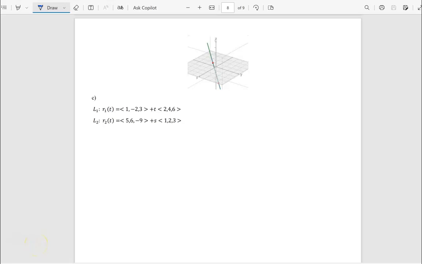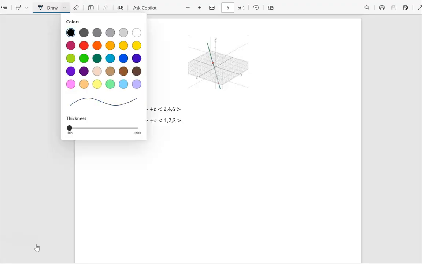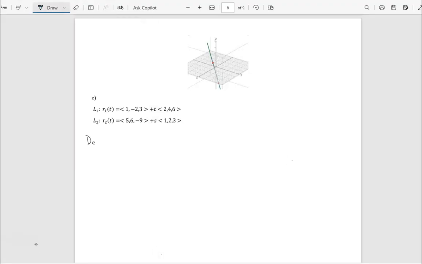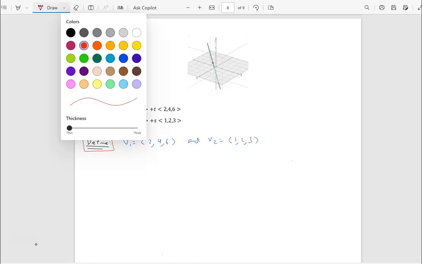Hi class, let's take a look at problem C. Now in this case, let me just define the vectors. I'm just going to go with V1 is equal to the vector 2, 4, 6, and V2 is equal to the vector 1, 2, 3. Now this case is a little bit hard to actually visualize. This is because, if you notice on this one, your vectors are parallel.